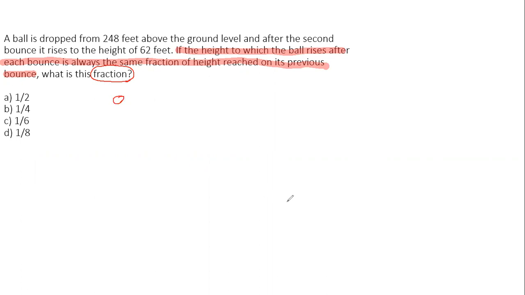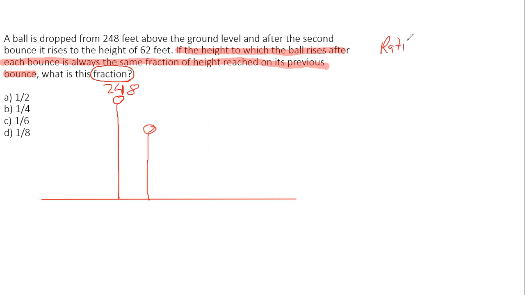There is a ball, and let me draw a line. So there's a ball and there's a ground. Now they are saying a ball is dropped from 248 feet above the ground level. So if I drop the ball from here, let's say it's 248 feet. Now when I drop the ball, it will take the bounce. Now when it takes the bounce, it reaches here, suppose. Now the question tells me that the next bounce will always be in a constant ratio with the previous bounce. So let's say that ratio is R. So the next bounce will definitely be 248R.